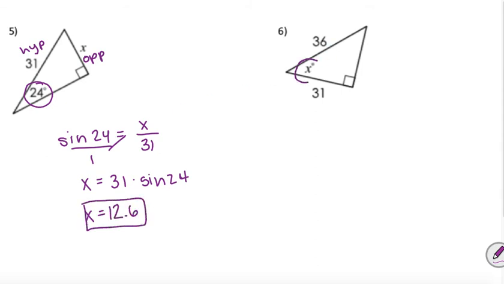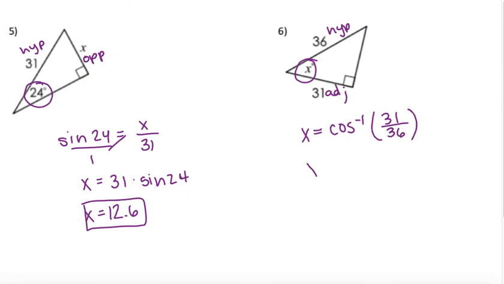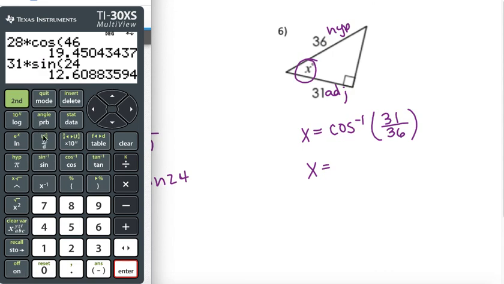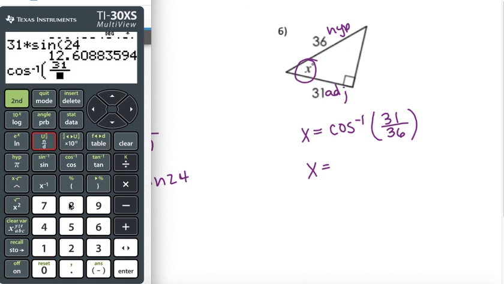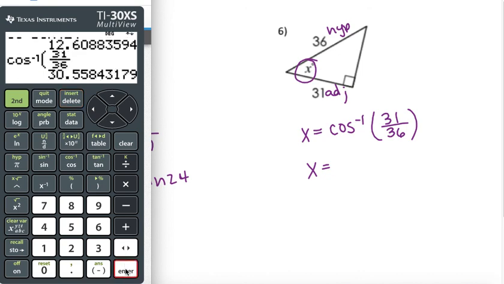Last one, I circle and label. I almost said opposite there, that's adjacent, close to it, and hypotenuse. So circled an angle, so I know I use an inverse trig, adjacent and hypotenuse. I'll pick inverse cosine, 31 out of 36, and go to my calculator to find this last missing angle. So cosine inverse based on the adjacent and hypotenuse. And 31 out of 36. That missing angle is 30.6.